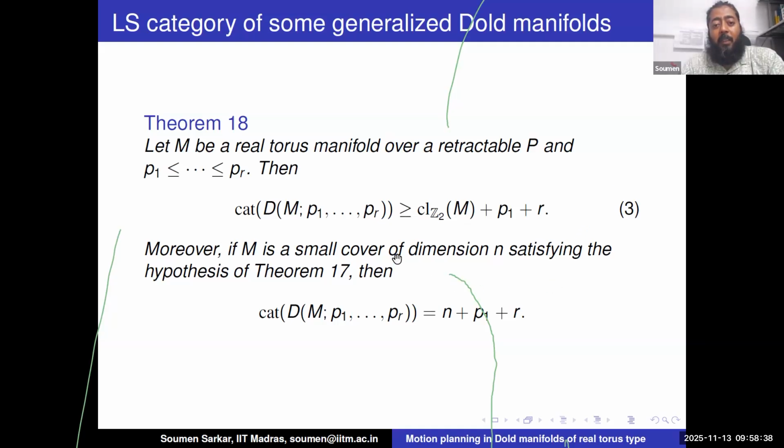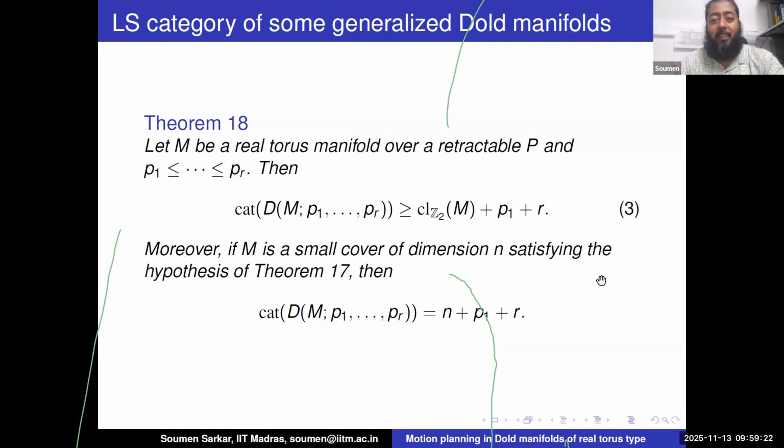However, if M is a small cover of dimension n and it satisfies the hypothesis of the previous theorem, then we can have the exact value. It says the LS category of this space is this one. What about other cases? As I told you, we don't know how to do it. As a note, I want to say that Jesus also did some work in a different direction, not considering the Z_2 action, but a finite group action on a product of spheres.